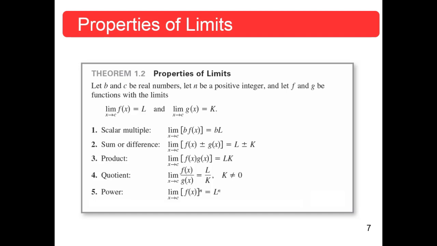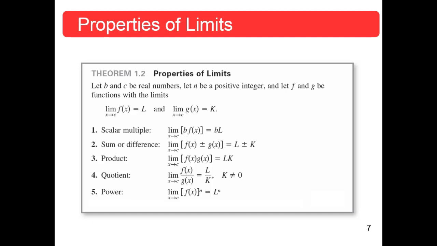The limit as x approaches c of f of x is L, and the limit as x approaches c of g of x is some number k. And like you asked before, these are just some constant numbers, L and k.